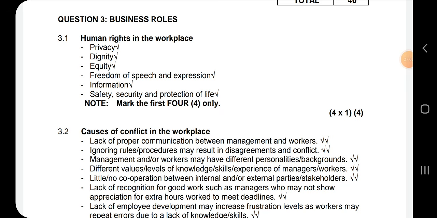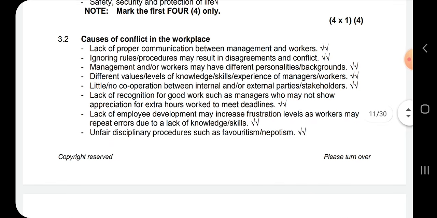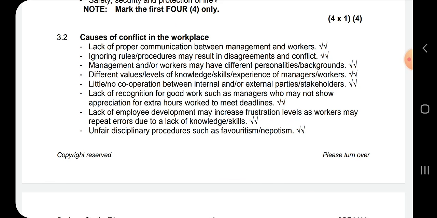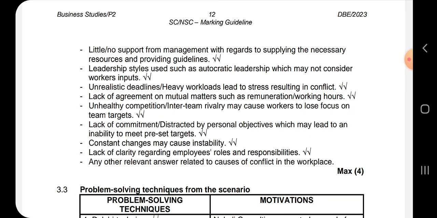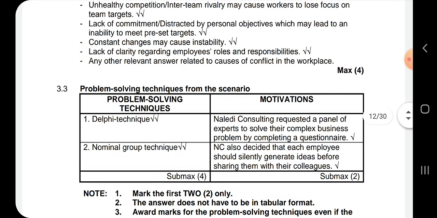So 3.1, human rights: you have a right to privacy, dignity, equity, freedom of speech and expression, information, safety, security, and protection of life. And then 3.2, causes of conflict in the workplace are lack of proper communication between management and workers. Ignoring rules and procedures may result in disagreement. Management and workers may have different personalities or backgrounds. So those are the causes of conflict. And then any other relevant answer. So guys, as long as you understand the question, give your answers. You will definitely get it right.